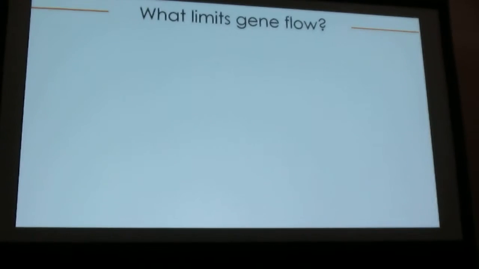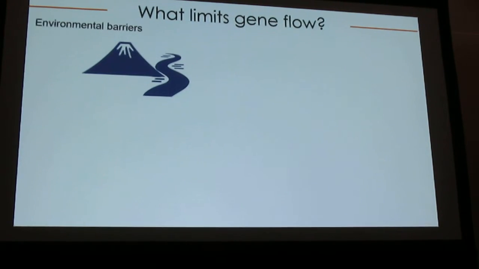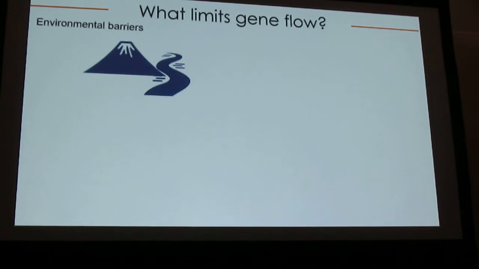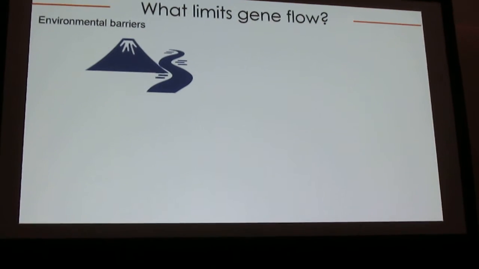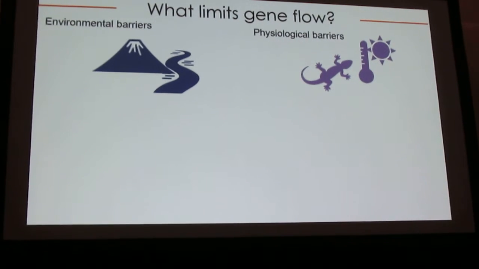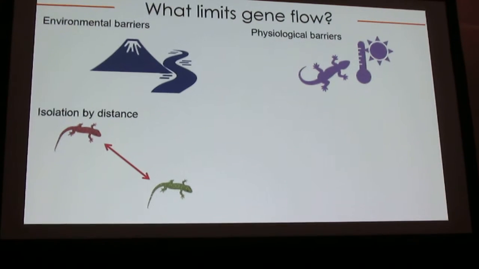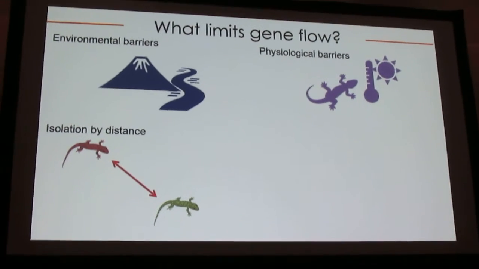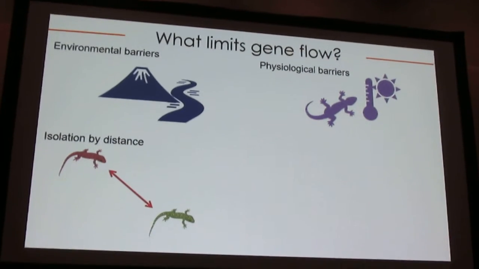But what exactly can limit the gene flow? Well, it's basically anything that limits the species' reproduction. It could be environmental barriers such as rivers and mountains that will not allow a species to move across an environment, or even climatic ones such as precipitation. Could be physiological barriers such as water and thermal tolerance. And could be just a result of the distance. So if two individuals are really distant from each other, they will not be able to mate and reproduce.